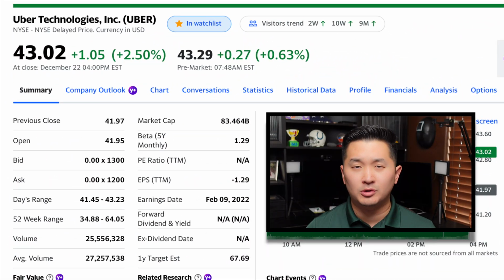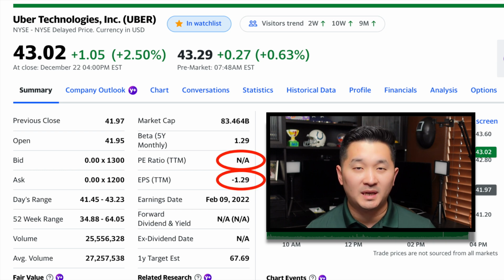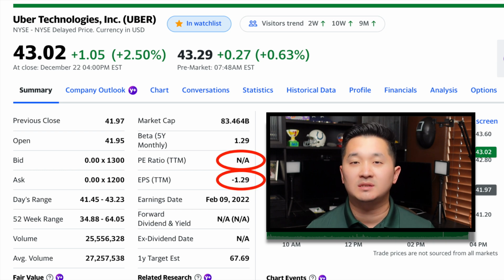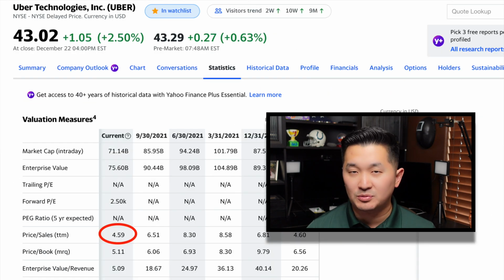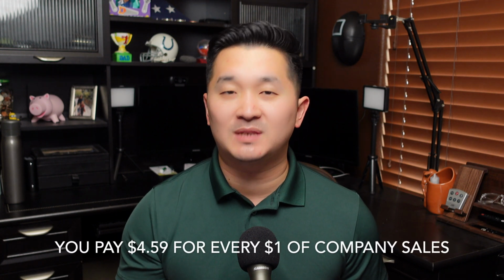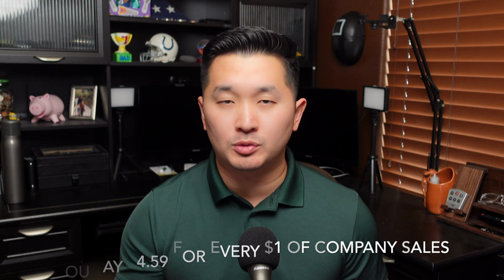So let's look at Uber, because that company is not making profits at the moment. Their diluted EPS is showing negative 1.29, so you don't see the trailing PE. Instead, I look at the price to sales ratio at 4.59, which means if I buy the stock today, then I will be paying $4.59 for every dollar of sales Uber makes.